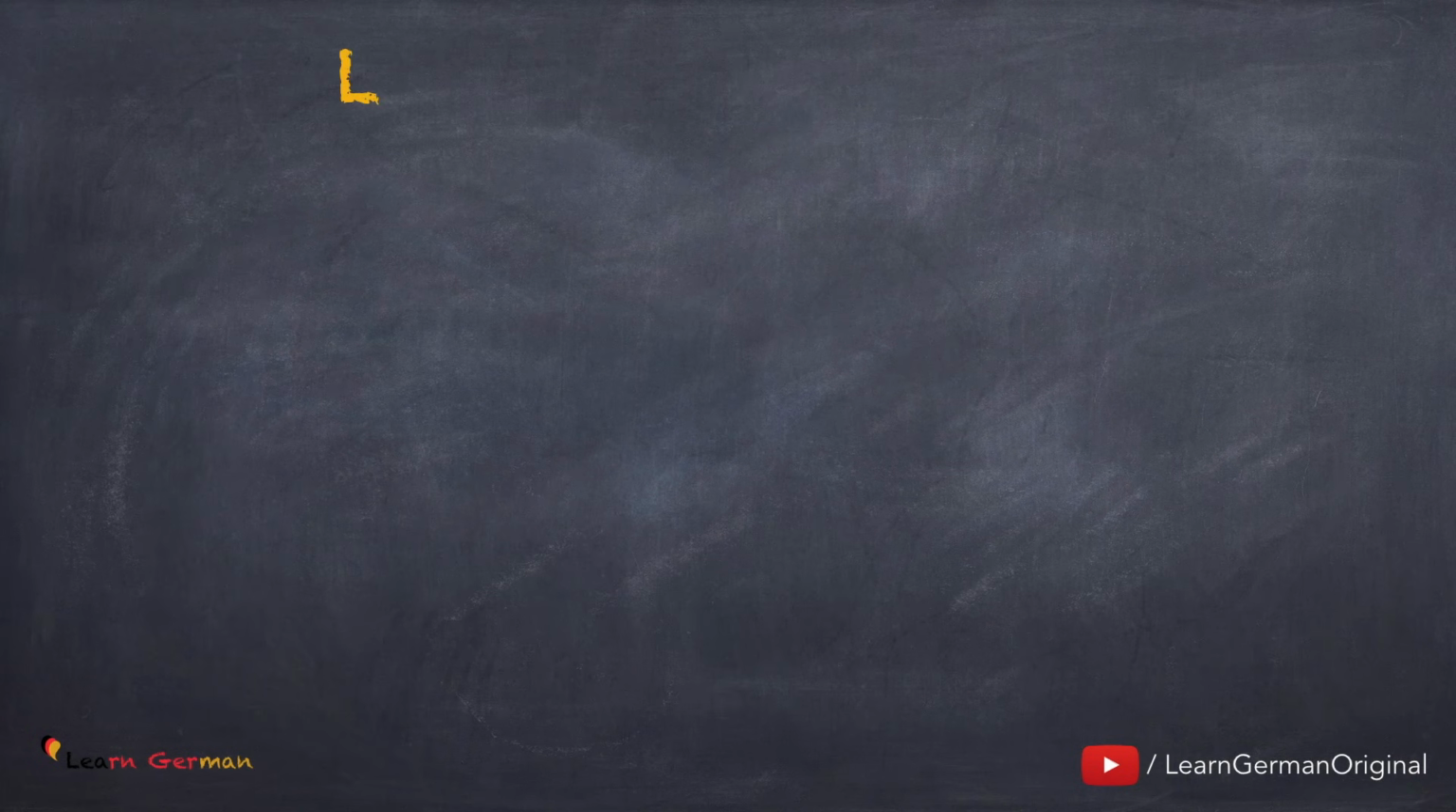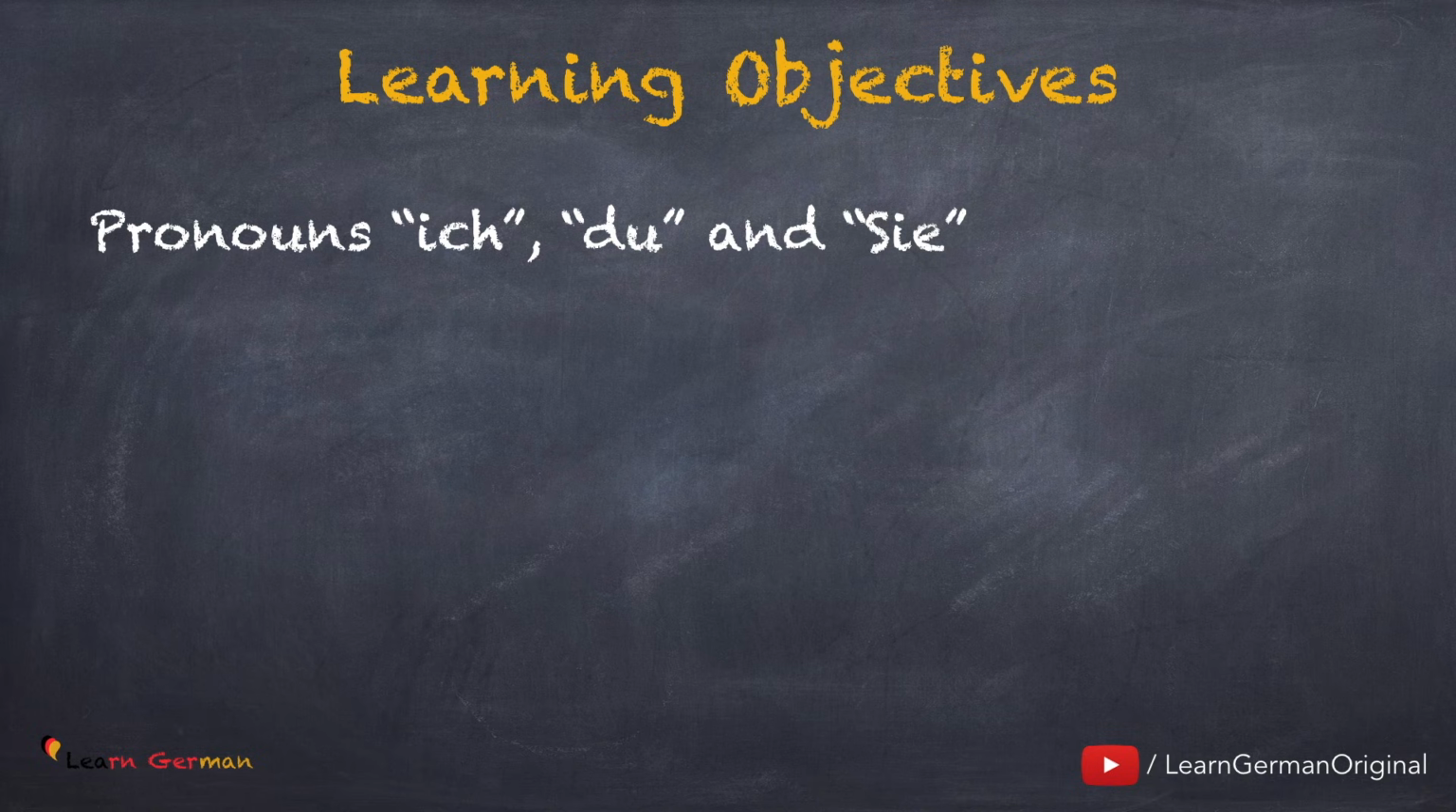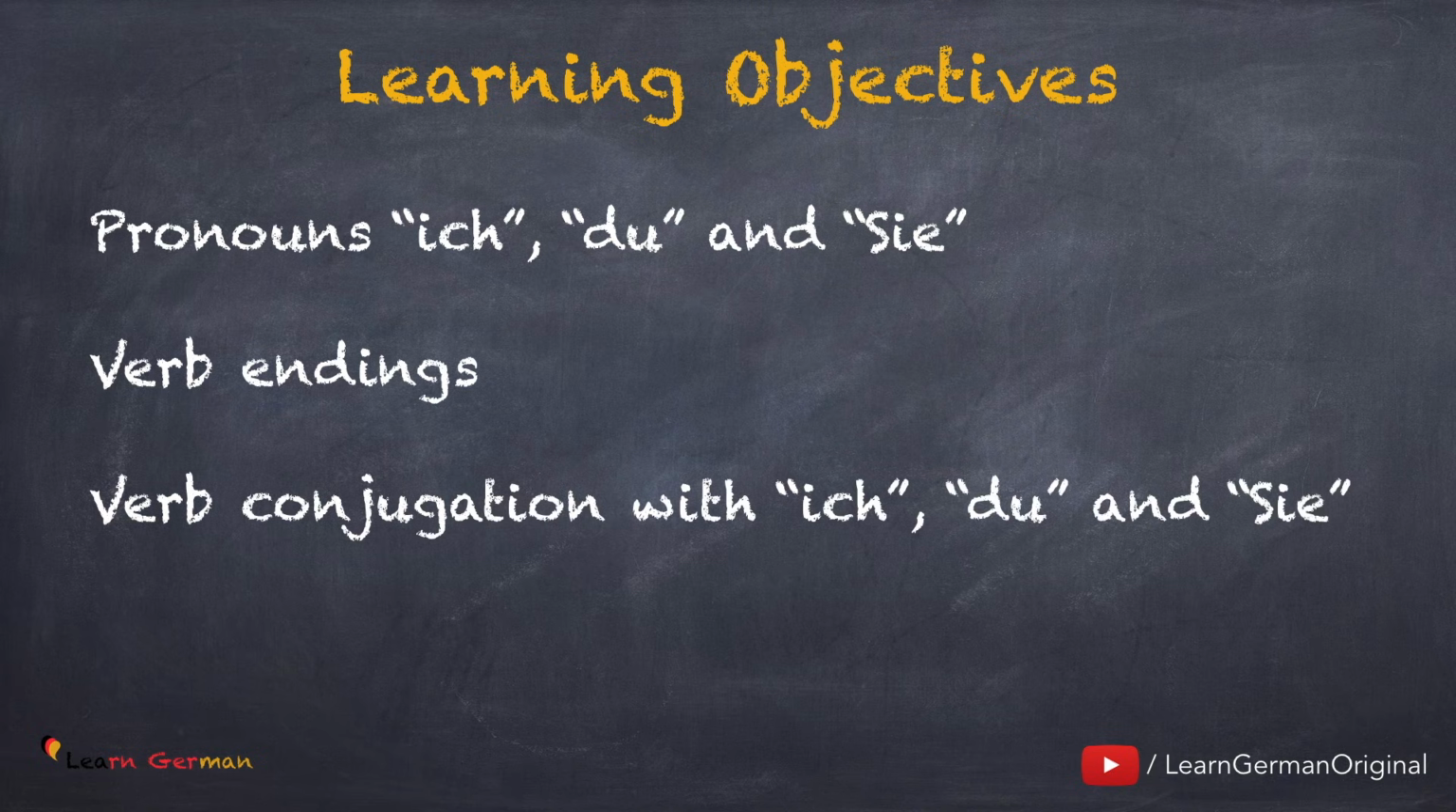Here's an overview of what we will be learning in this lesson. We will be analyzing the three pronouns, ich, du, and sie. What is verb conjugation, and the various endings. In the end, we will do a small exercise.